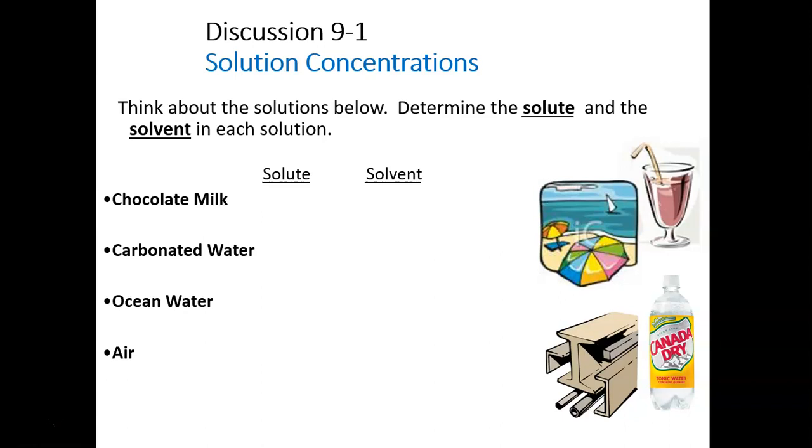So when we think about chocolate milk, the solvent, what we're dissolving something in, is probably the milk, right? And the solute is chocolate, either chocolate syrup or that crazy chocolate powder that gets all over the place. Carbonated water, the solvent would be water, and the solute would be carbon dioxide. In ocean water, the solvent, again, is water. The solute, well, there's lots of solutes in the ocean, but salt would be a primary one.